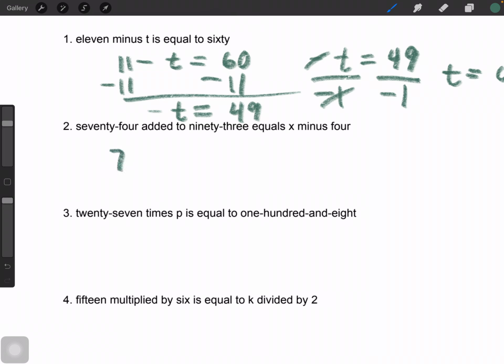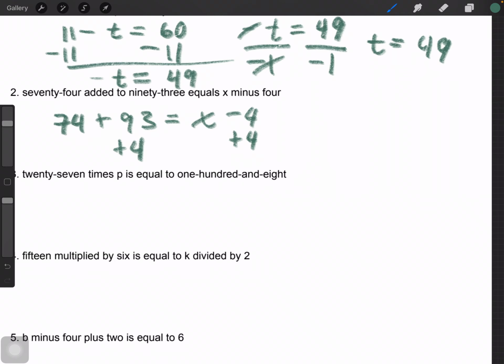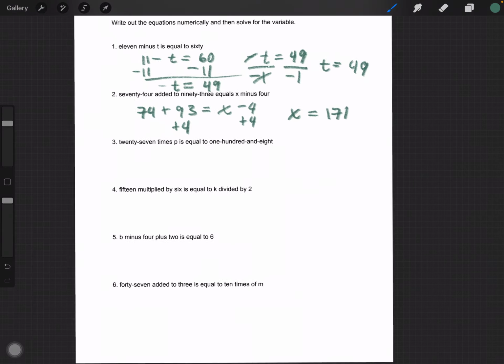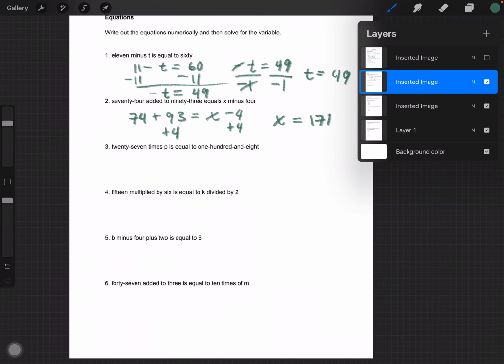So 74 added to 93 equals x minus 4. So we can add 4 on both sides, and now 4 plus 93 is equal to 167, plus 4 equals 171. X is equal to 171. Okay. The rest is pretty self-explanatory.